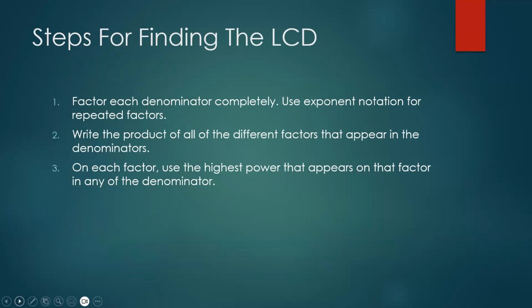Okay, so let's go over the steps of finding the LCD. Step 1, factor each denominator completely. Use exponent notation for repeated factors. I'll explain that when I do an example. Step 2, write the product of all the different factors that appear in the denominators. And step 3, on each factor, use the highest power that appears on that factor in any of the denominators. So once you have it in prime factor form, you put it in a power, and then you use the highest power. I will explain that, and it all makes sense when we do an example.